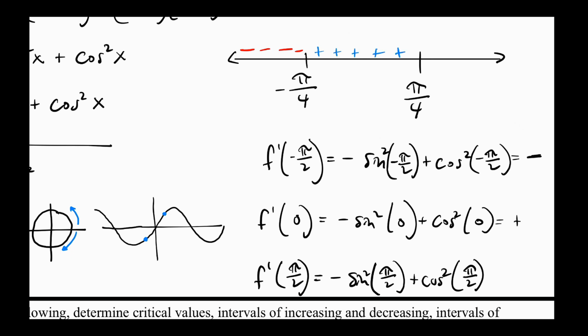Okay, last one, pi over 2. Pi over 2 is going to give me the exact same answer as negative pi over 2 because it's squared. Sine of pi over 2 again is 1. Squared is 1. Times the negative in front makes a negative 1. This over here is still 0. So it's negative 1 plus 0, which equals negative 1.